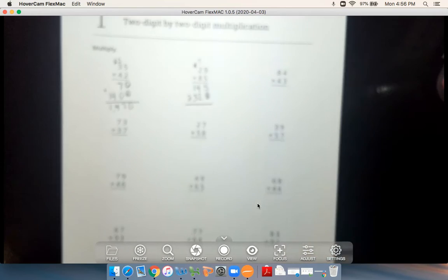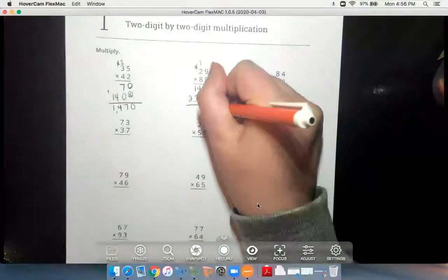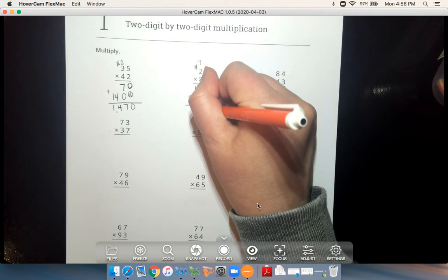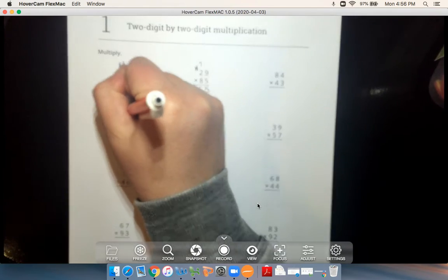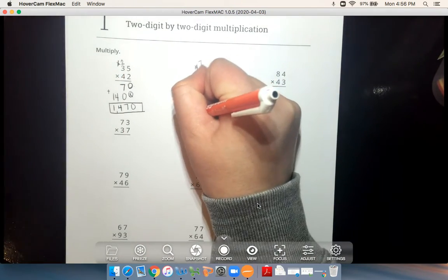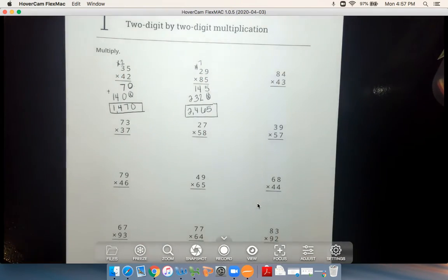I'm going to add those up. 5 plus 0 is 5. 4 plus 2 is 6. 3 plus 1 is 4. 2 plus nothing is 2. So my answers here, you might want to put boxes around them so it's super clear. And those are my answers there.